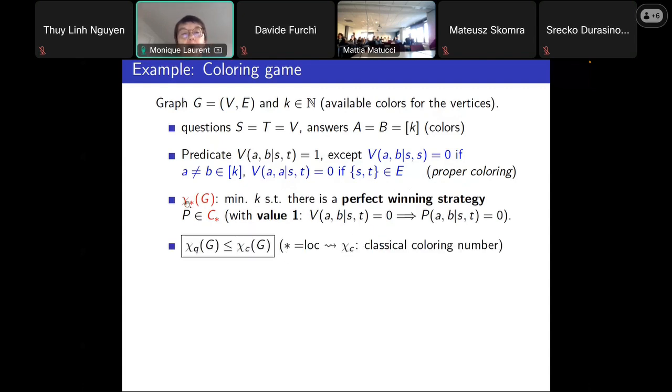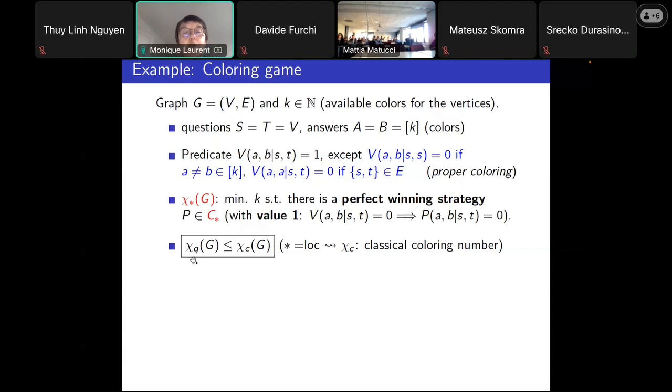So if the star here would be the lock, if you would optimize over C lock, the set of classical strategies, then this coloring parameter here would be exactly the classical coloring number that we all know. And psi Q would be the quantum coloring number, the minimum K for which there exists a perfect winning strategy in the set of quantum strategies.